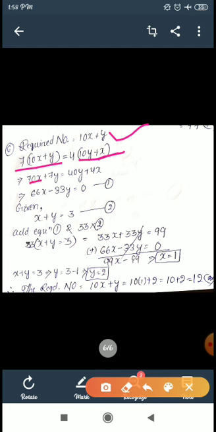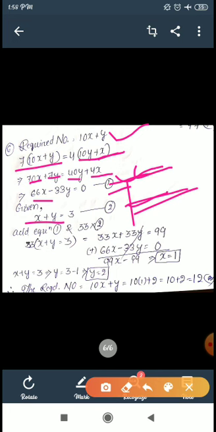So 70x plus 7y equals 40y plus 4x, that gives 66x minus 33y equals 0. Take it as equation 1. Now given the sum of the 2 digits of the number is 3, so x plus y equals 3. Take it as equation 2. Now multiply equation 2 with 33, and then add these two equations.